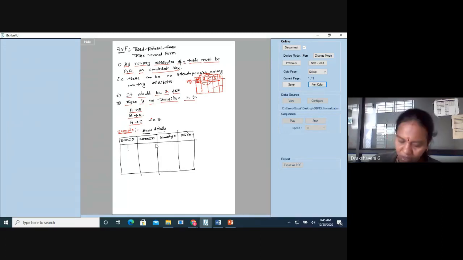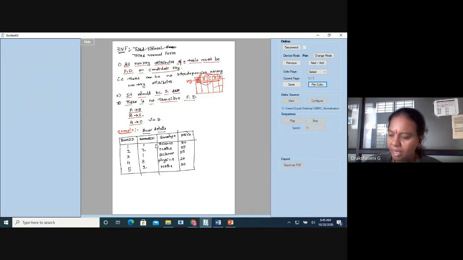So I will enter book IDs 1, 2, 3, 4, 5. Then genre IDs 1, 2, 1, 3, 2. Then type: the first is a science subject, the second is a math subject, the next is science, the next one I will take physics, and the next one maths. Then the prices are 30, 35, 25, 20, 30.